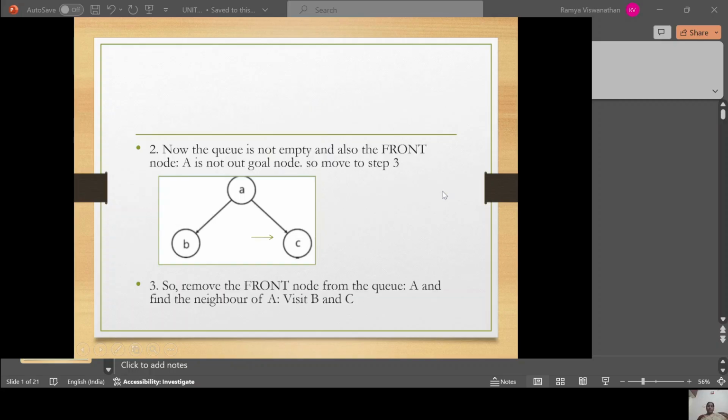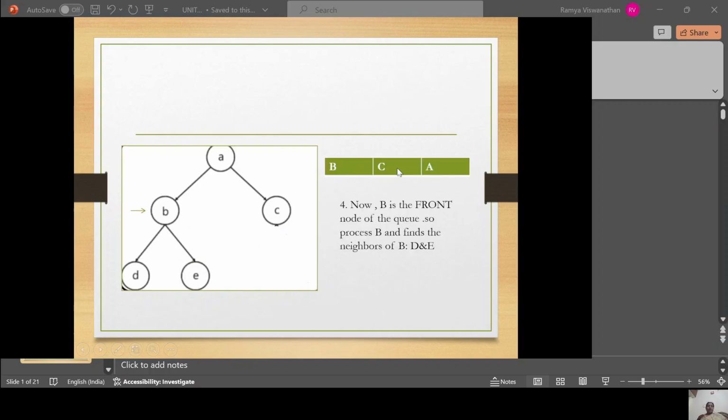Then at step 2, now the queue is not an empty one. It has two children, that is B as well as C. And moreover, A is not our goal node. So you have to move to step 3. What is step 3? You have to remove the front node from the queue. That means the front node is A. You have to remove that A and place its neighbors. Neighbors of A are B as well as C. So we have to place C and B here.